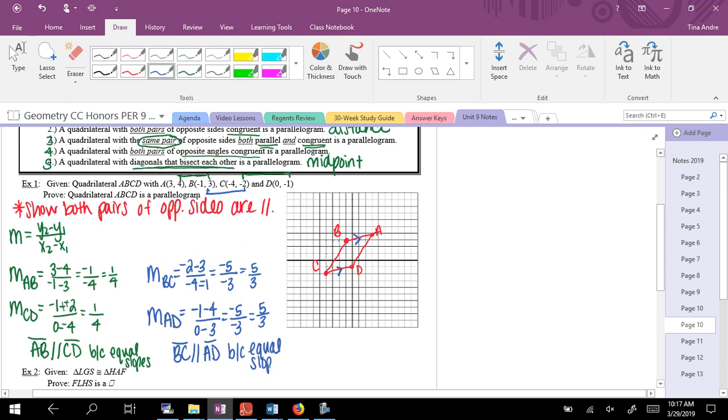And then to finalize this, we just need to write a conclusion. Your conclusion should always start with what you're trying to prove. So I'm going to start with that. So for my conclusion, I'll write it right over here. I can say that quad ABCD is a parallelogram. Remember, you can use these abbreviations.